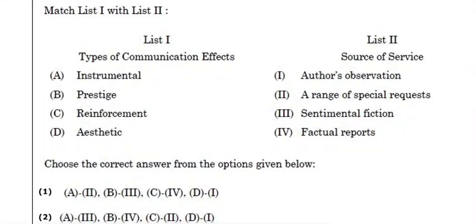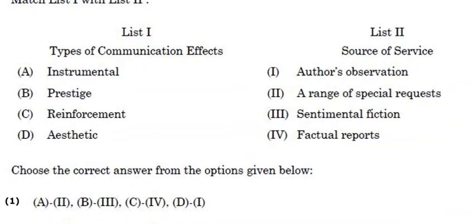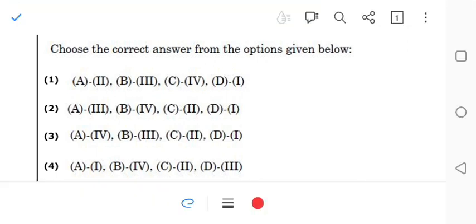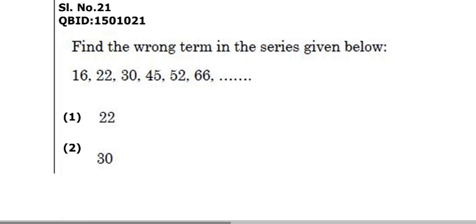Then next, number 20. Match list 1 with list 2. List 1 has types of communication effect, and list 2 has source of services. In list 1: instrumental, prestige, reinforcement, aesthetic. List 2: author's observation, source of service, a range of special requests, sentimental fiction, factual reports. Number 20, the correct answer will be C. A will be related to 4, B 3, C 2, D 1. Done. 20 done.